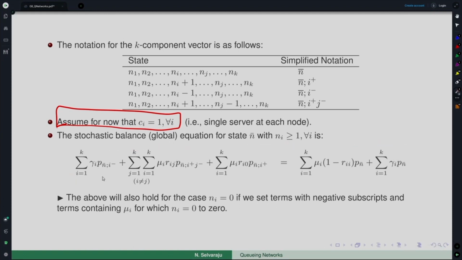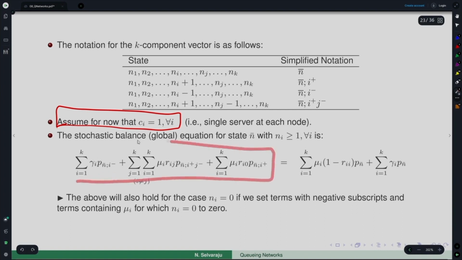You can easily understand the flow in and flow out. For example, what does the first term tell? The system was in n bar i minus, remember n bar i minus means the ith element is 1 less, and with gamma i an arrival can happen to make this ith element go to n bar. The left side is the flow into the state and the right hand side is the flow out of the state. So, it was in state n bar i minus, meaning the ith element was 1 less, and with an external arrival, it can come to n bar. This i could be any node from 1 to k. So, with one arrival at any of these nodes, it can come to n bar. So, i is equal to 1 to k.